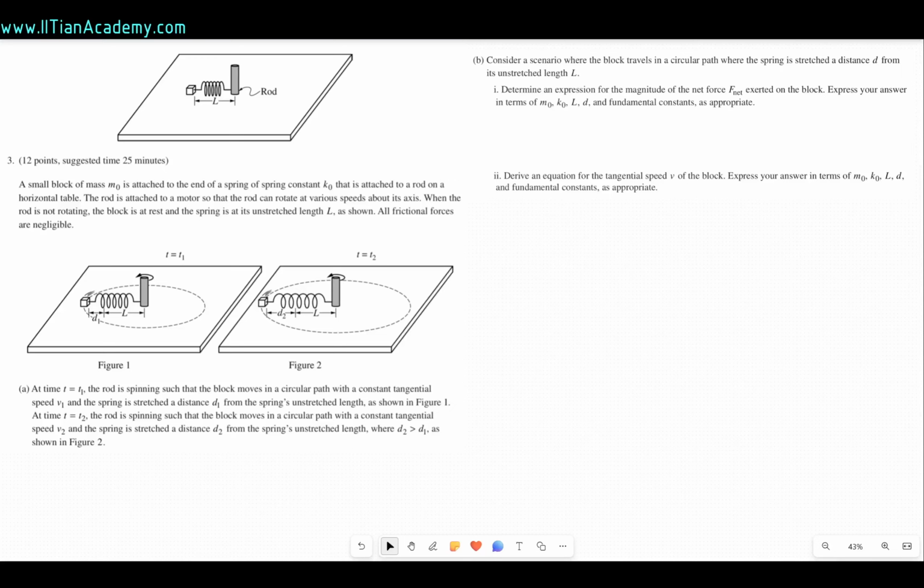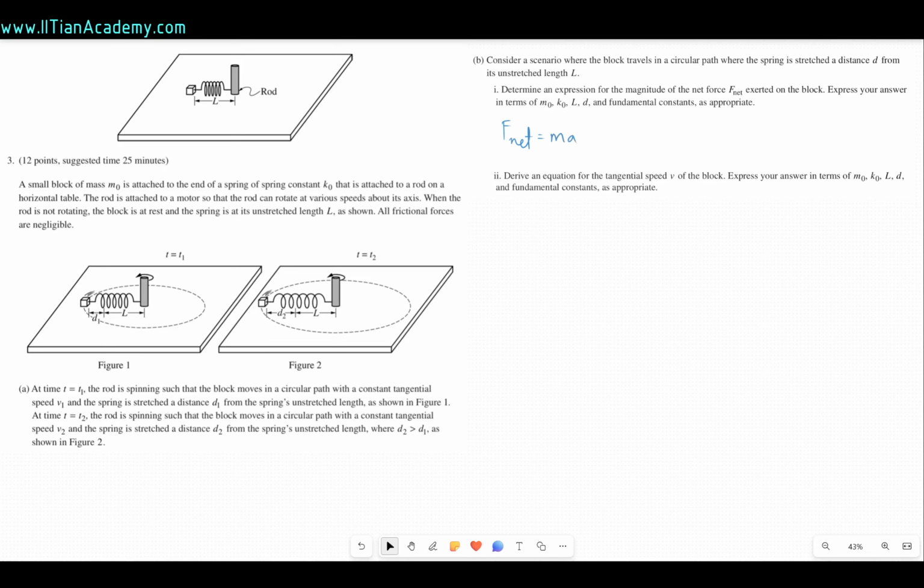So in part B, we are told to consider a scenario where the block travels in a circular path at a stretched distance of d. We need to determine an expression for the magnitude of the net force exerted on the block. And well, we've kind of already talked about this in part A, so we know the net force, firstly, is simply m times a.